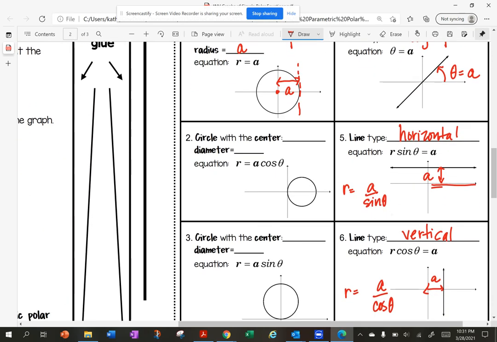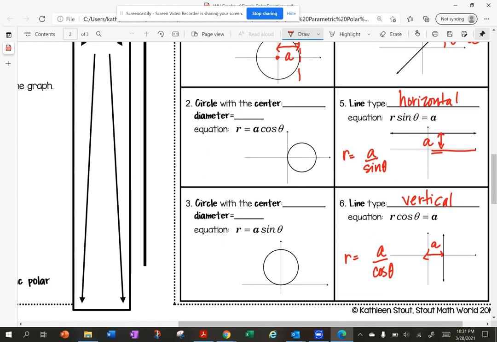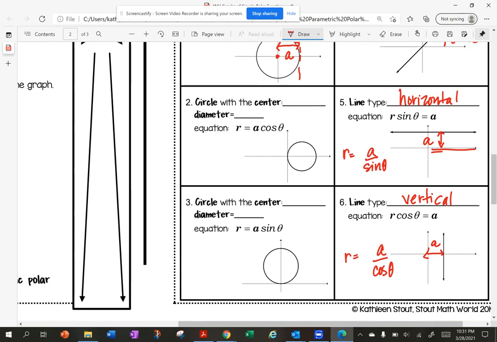Number 3 on the front is a circle with the center. The center of my circle is here, which is on the y-axis, and my diameter is A. So A is from here to here.